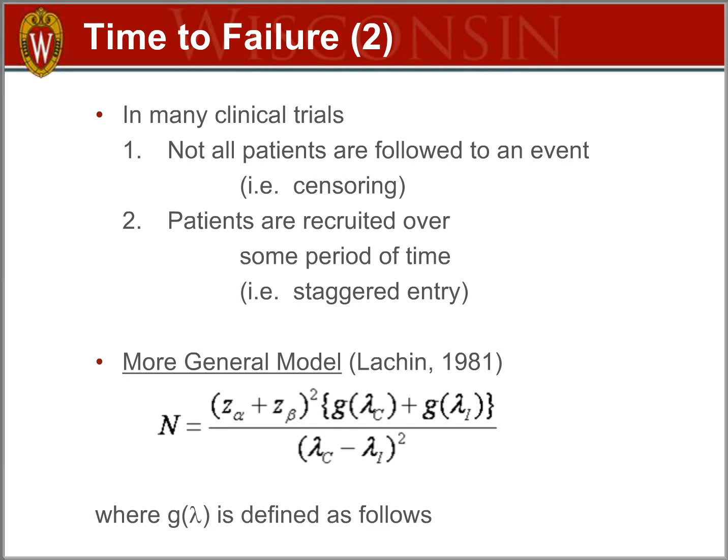In the denominator is the difference in the hazard rates, lambda sub c minus lambda sub I for intervention, and that quantity squared. And then there are these g functions, G of lambda sub C and G of lambda sub I. These terms represent the variability of our observed hazard rate depending on these factors of how fast do we recruit and how long do we follow.